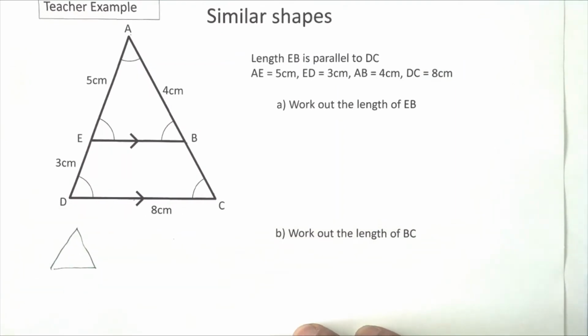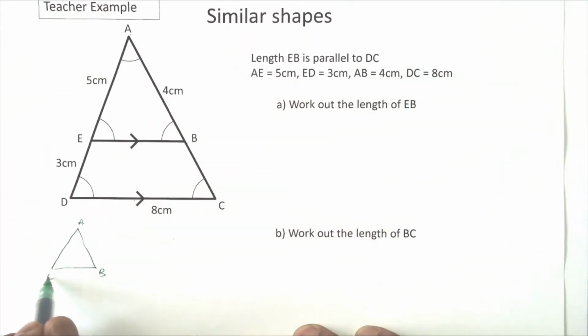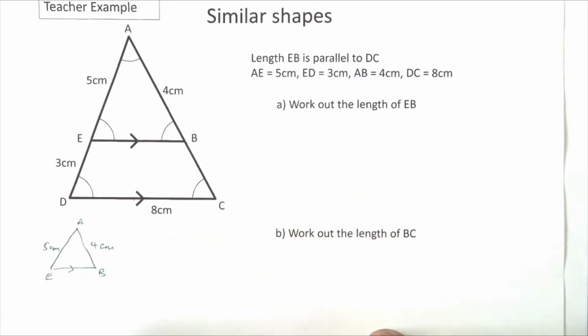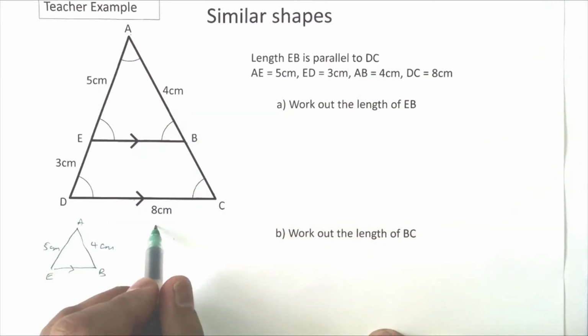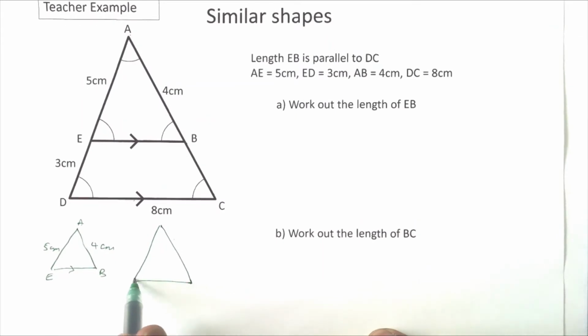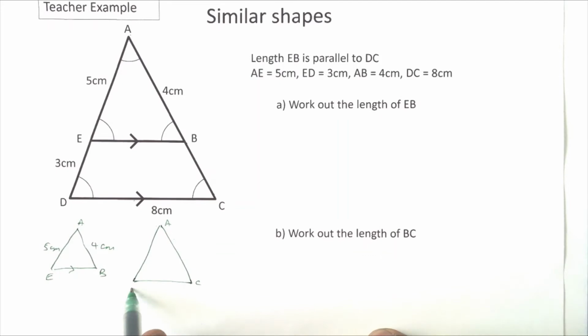So that's the smaller triangle ABE. On here, we've got A to B is equal to 4 centimeters, and A to E is 5 centimeters. And again, for the larger triangle, I'll draw it separately so you can see the two shapes apart. And that's ACD.